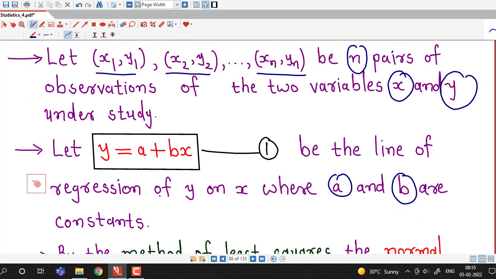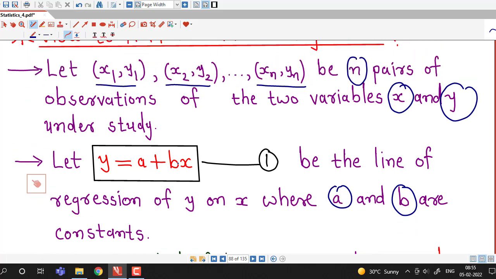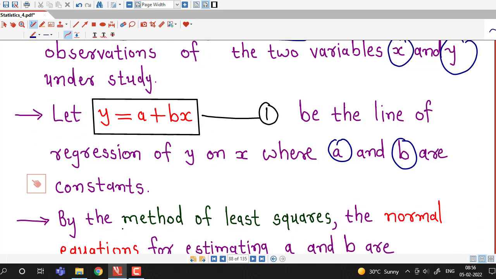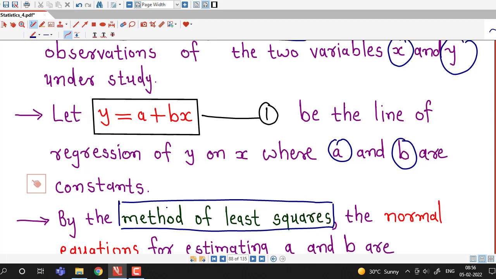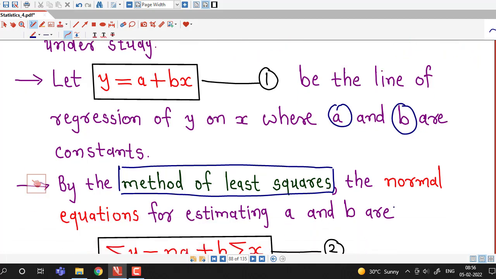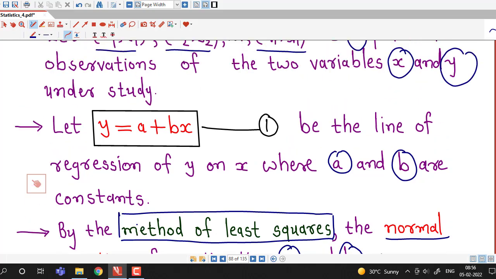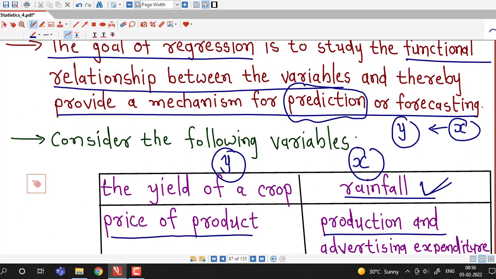There are different ways of finding the line of regression of y on x or x on y. One method is the method of least squares. We are not discussing this method in detail here, but using this method of least squares, we will write down two equations for estimating these constants a and b. Those equations are known as normal equations. How to write down those normal equations, that I will explain here.